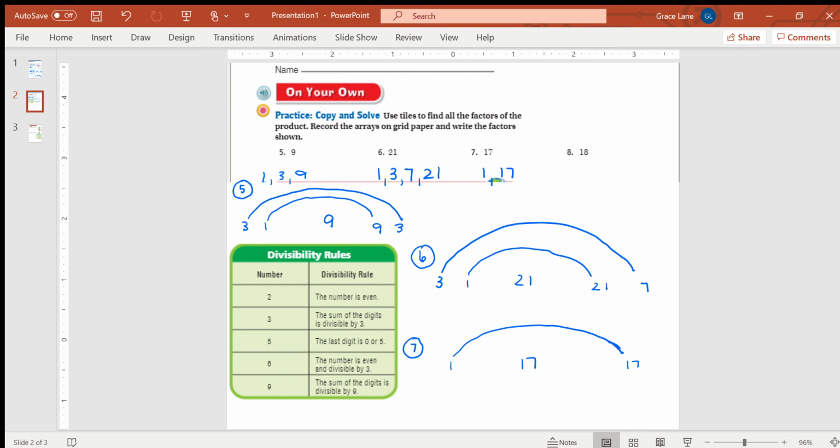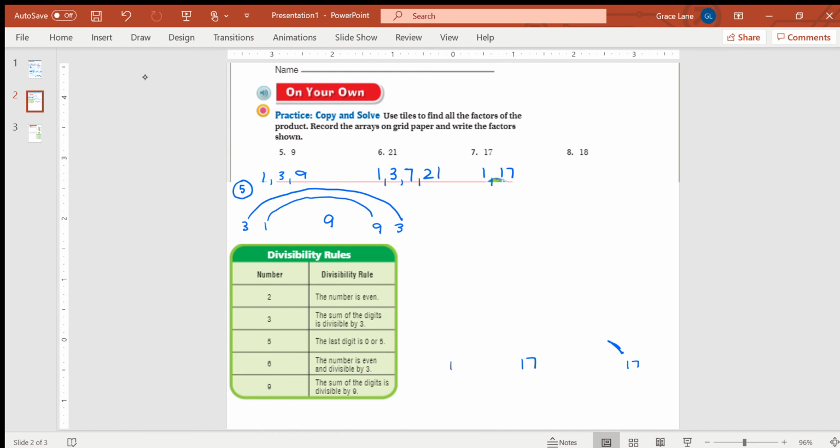All right, I'm going to have to erase my work to do number 8. I'm going to do it down here. Okay, so for number 8, we have 18. If you know your math facts, go ahead and do this on your own. See if you can get them all. I know 1 and 18 for sure.